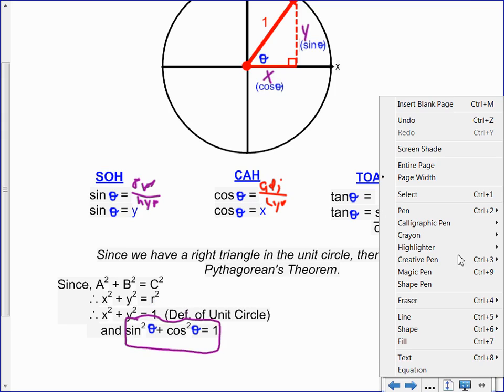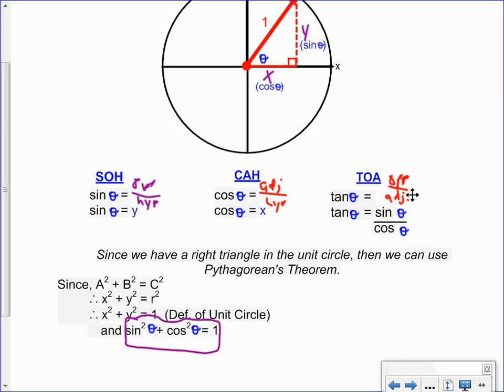Questions so far? Has anyone never seen this before? Do we see this in geometry? You see it in algebra? Last year in Algebra 2? Math analysis. Math analysis, yes. Algebra 2, did she get to it? She did? Excellent. I love you, Craig.